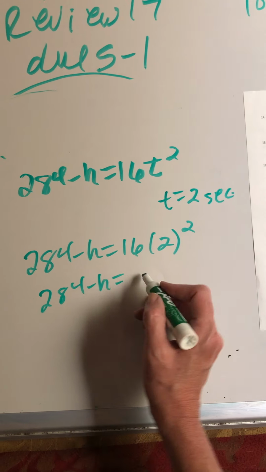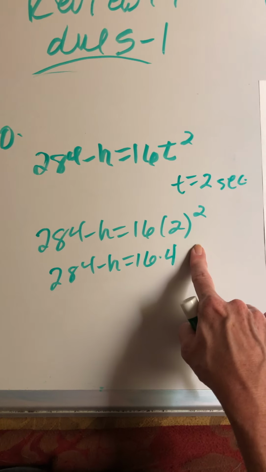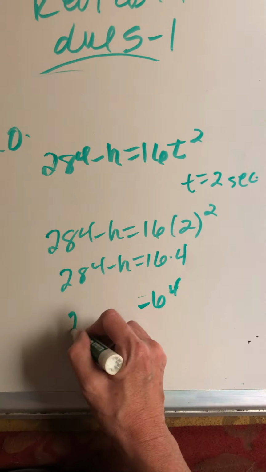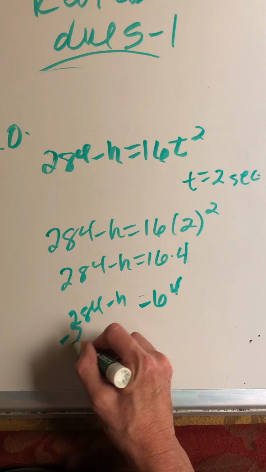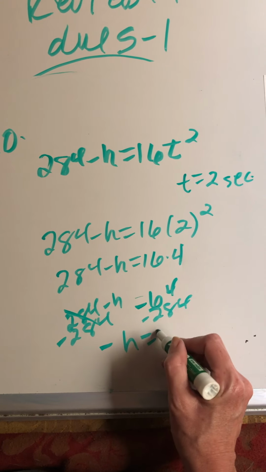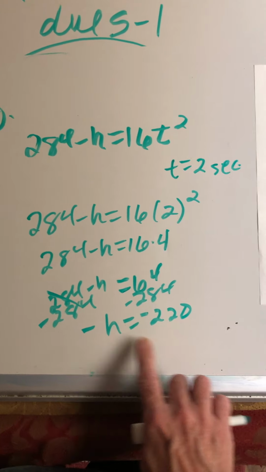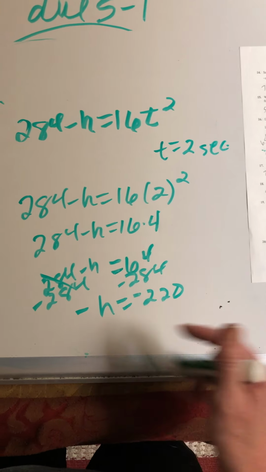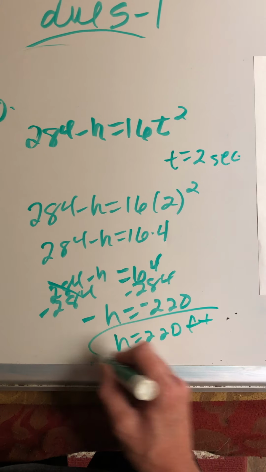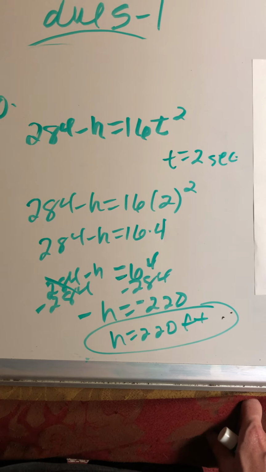284 minus h equals 16 times 4 because PEMDAS, remember order of operations, you do exponents before you multiply. So that would be 64. So 284 minus h, subtract 284. So negative h equals negative 220, which we can't have a negative height, which is fine because we've got a negative h. So change both signs, divide by negative 1, so 220 feet. Make sure you put feet. And that's how you find the height.